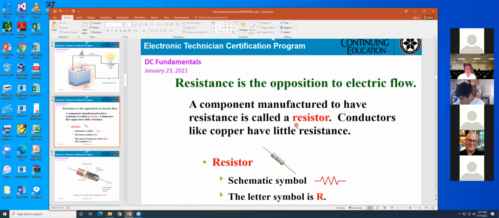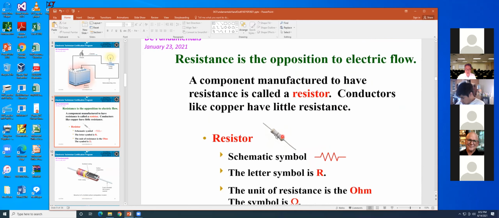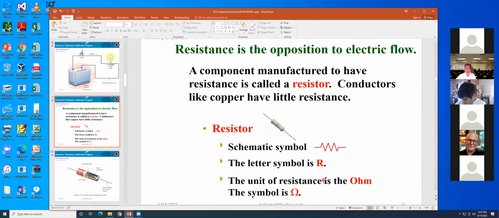Now, they're talking about resistance. Resistance is the opposition to the electric flow. A component manufactured to have a resistance is called a resistor. Conductors like copper have little resistance. This is the symbol for the resistor on schematic circuitry. The letter symbol is R. The unit of resistance is the ohm.